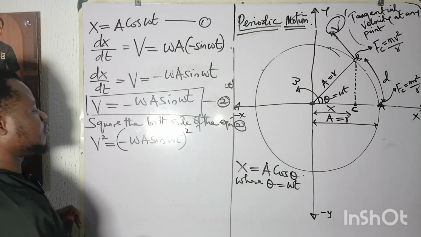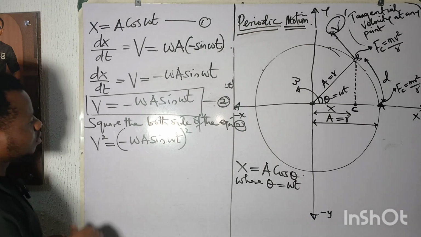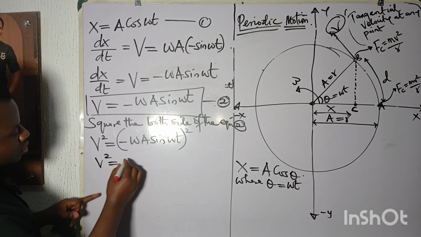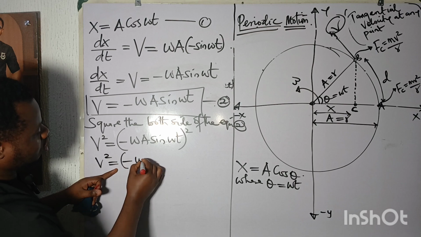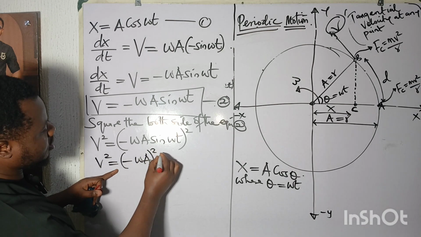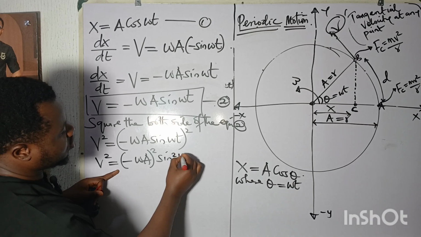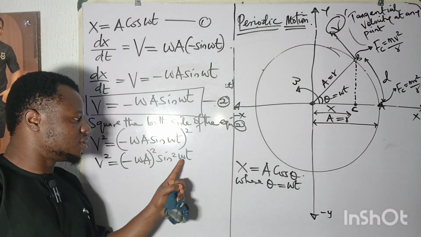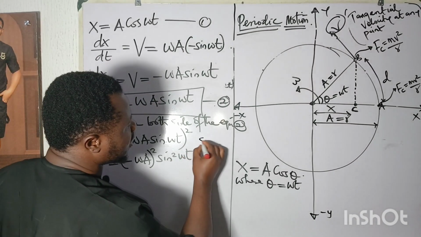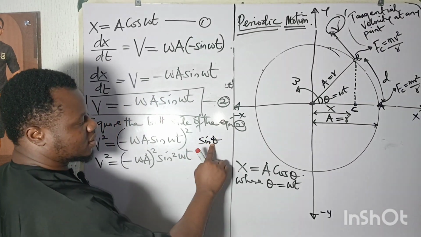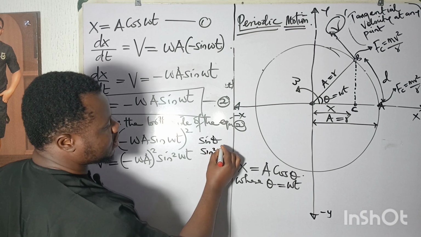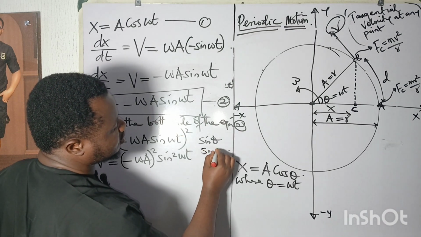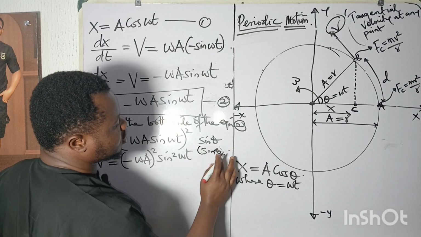Okay, so when you now do that, what are we going to do? We are going to have that v squared is equal to minus of WA squared and sine squared Wt. You can see this sine will be squared. If I have sine theta and I want to square this, we say sine squared theta. We don't write it as sine theta, then square.